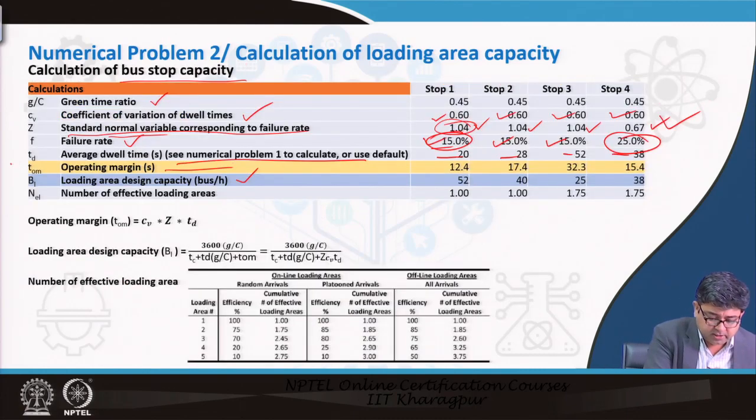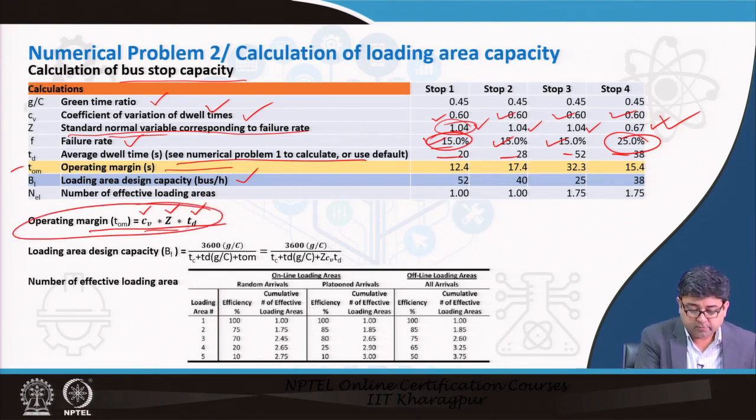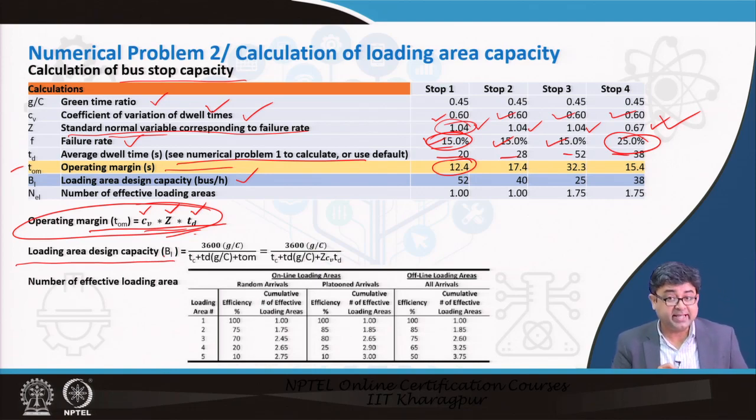Operating margins are also okay. Operating margin calculation is given here. Operating margin is nothing but the coefficient of variation in dwell times multiplied by the standard normal variate, multiplied by T_d, where T_d is the average dwell time, which you have already calculated in problem 1. If you multiply those, you will get the operating margin, and from the operating margin you can calculate the loading area capacity with this formula.